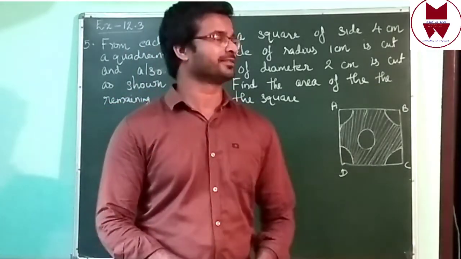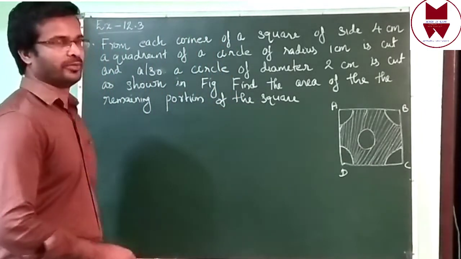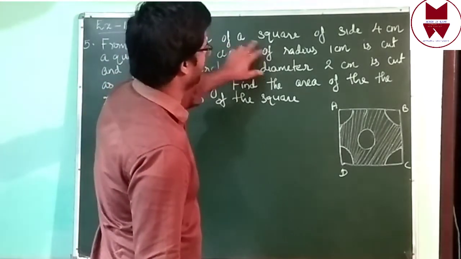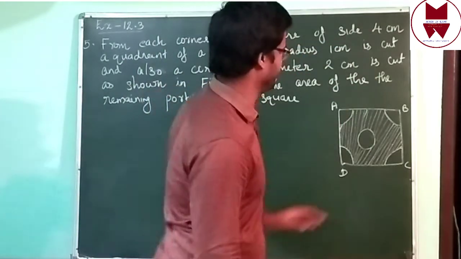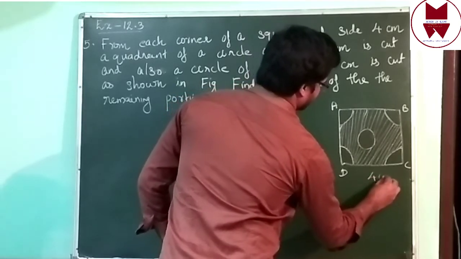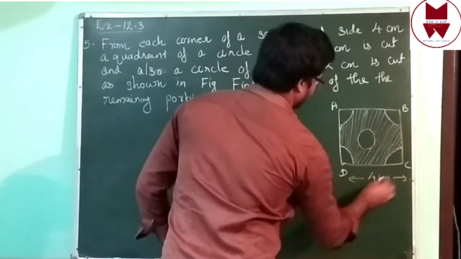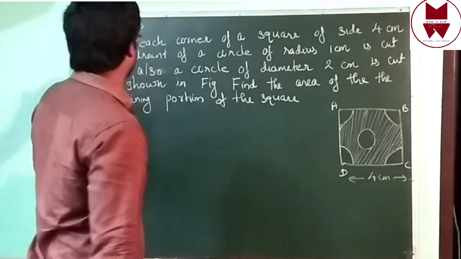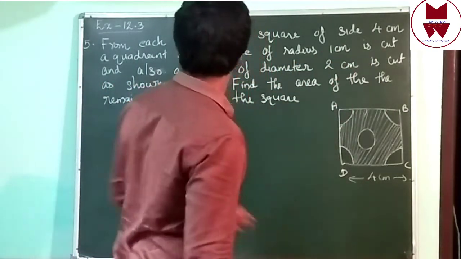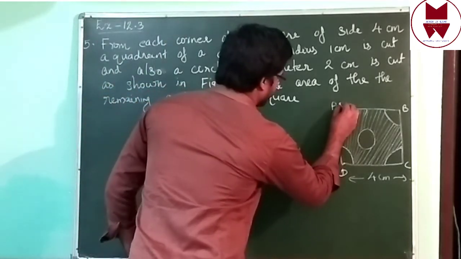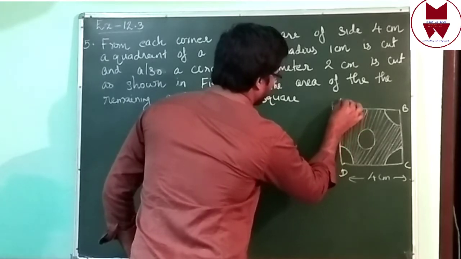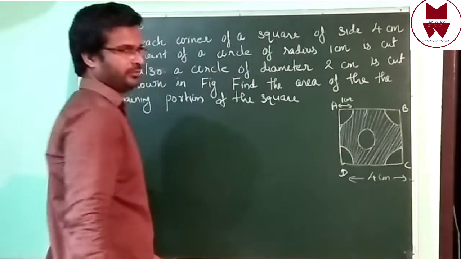Students, today we will study exercise 12.3, question number 5. From each corner of a square of side 4 centimeter, here one square is given, each side is 4 centimeter. All the sides are equal. A quadrant of a circle of radius 1 centimeter is cut from here. One quadrant, this is 1 centimeter, 1 centimeter radius.